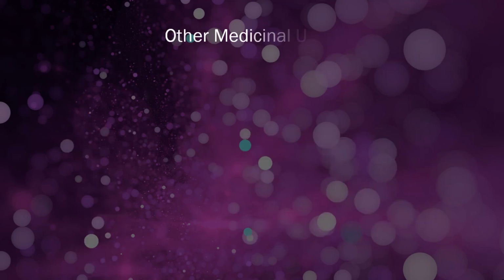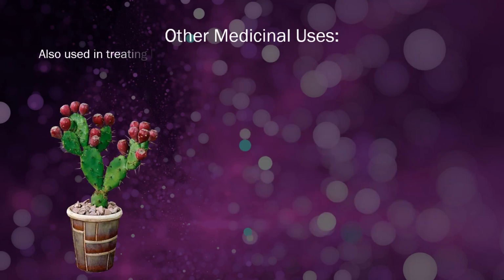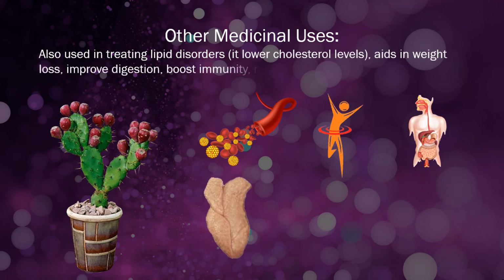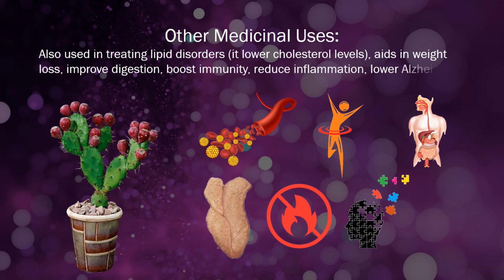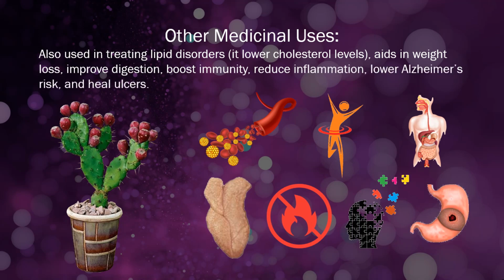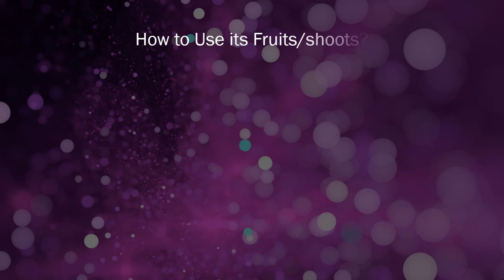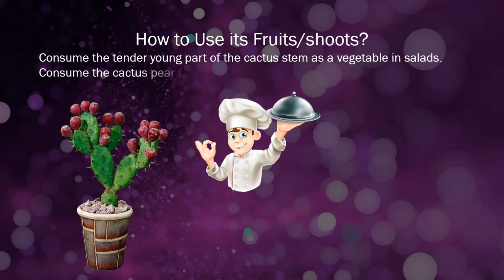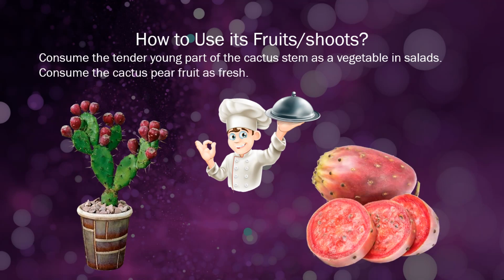Other medicinal uses: also used in treating lipid disorders. It lowers cholesterol levels, aids in weight loss, improves digestion, boosts immunity, reduces inflammation, lowers Alzheimer's risk and heals ulcers. How to use: its fruits, shoots. Consume the tender young part of the cactus stem as a vegetable in salads. Consume the cactus pear fruit fresh.